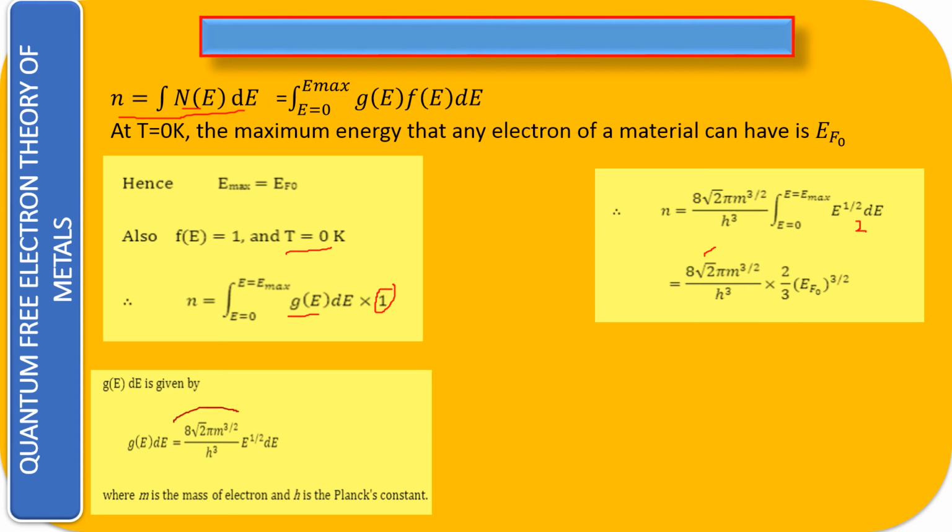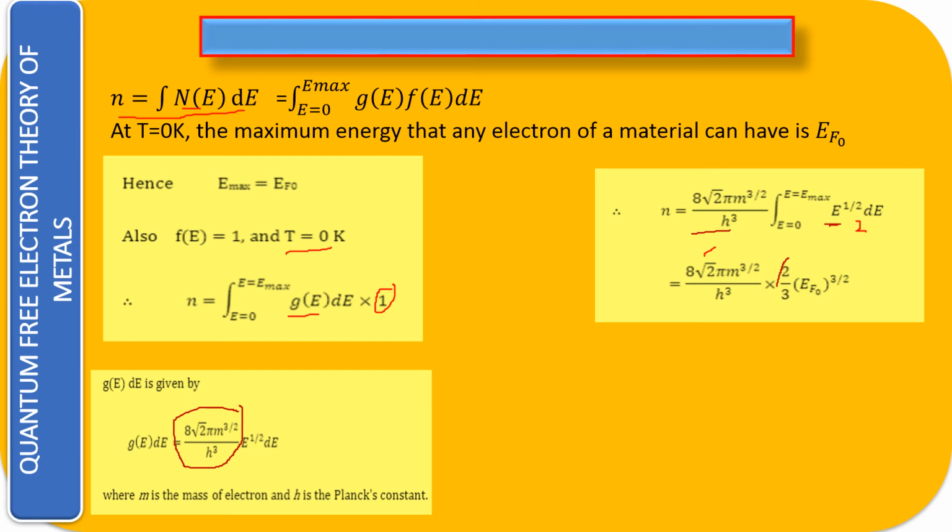What is the variable as we go from one energy state to another energy state? Except energy, everything is constant. 8 is constant, 2, pi, m is the mass of the electron, h is Planck's constant. So except energy, everything is constant. All these constants I have taken out of the integral, leaving E to the power 1 by 2 dE. Integrate this, and it will become E to the power 3 by 2 divided by 3 by 2, which I have taken as multiplication by 2 by 3.